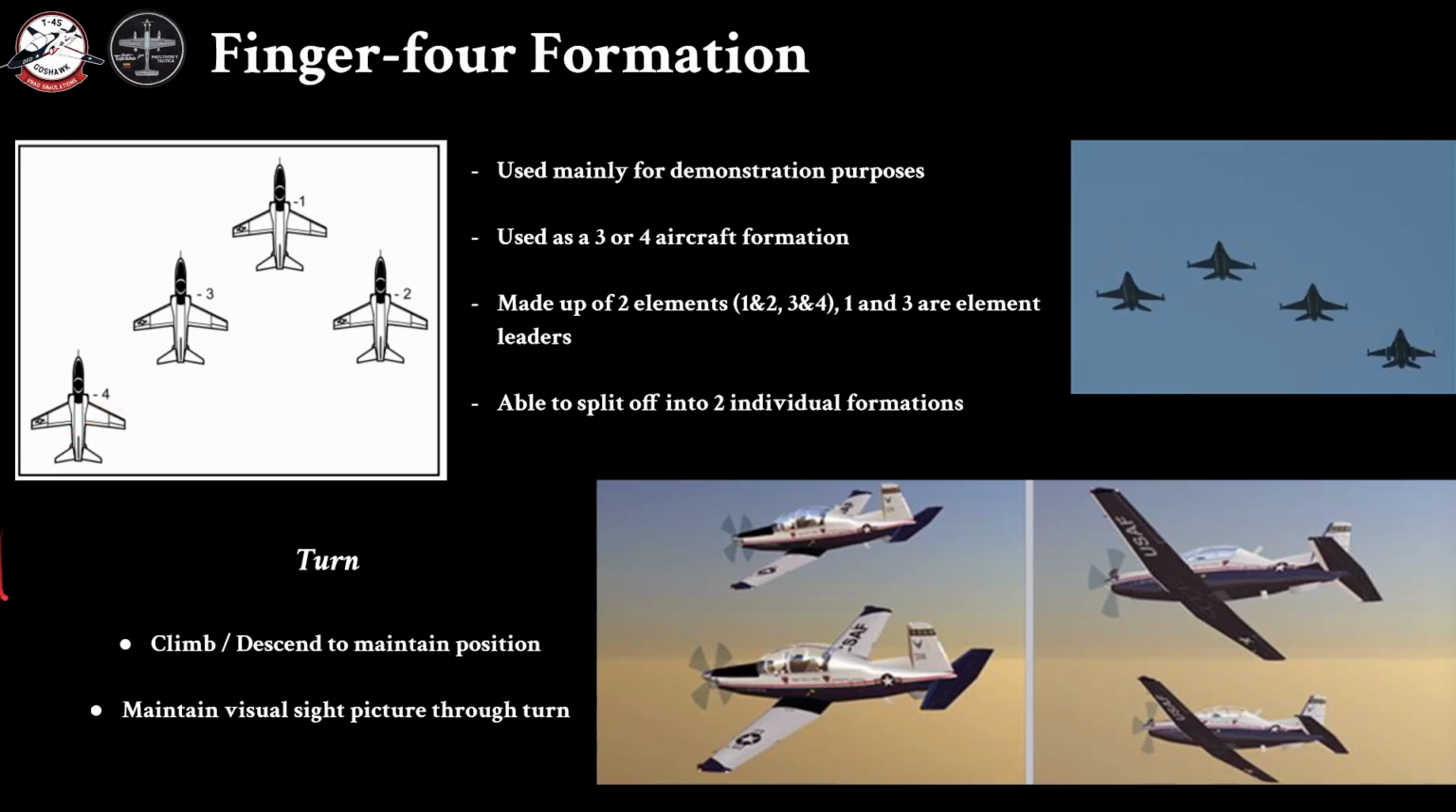So the turn, a finger four turn, you are maintaining the sight picture the entire time, meaning that when lead banks, you're actually going to descend in relation to him, as you see in this image right here. You're going to descend in relation to him and keep that same sight picture and just stay there. And if he's turning away from you, you're going to climb in relation to him a little bit and maintain that sight picture. Okay. Echelon turns, everybody stays at the same altitude.